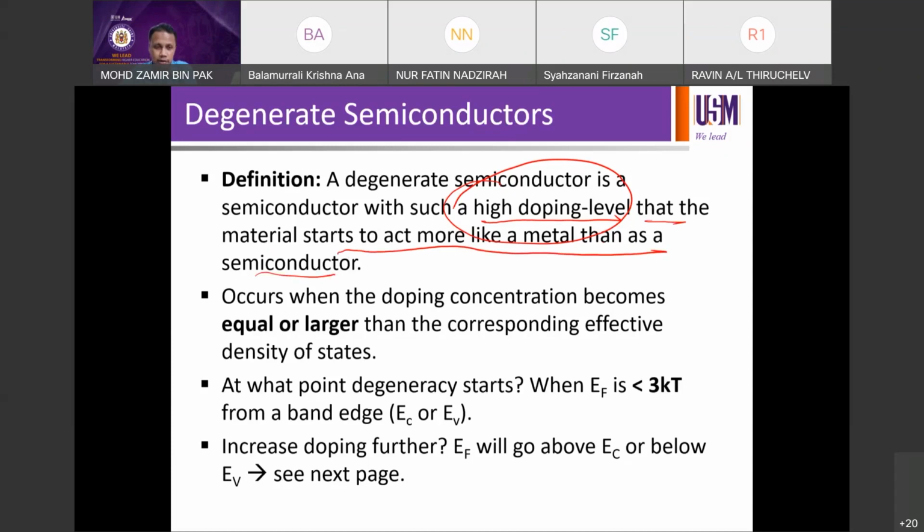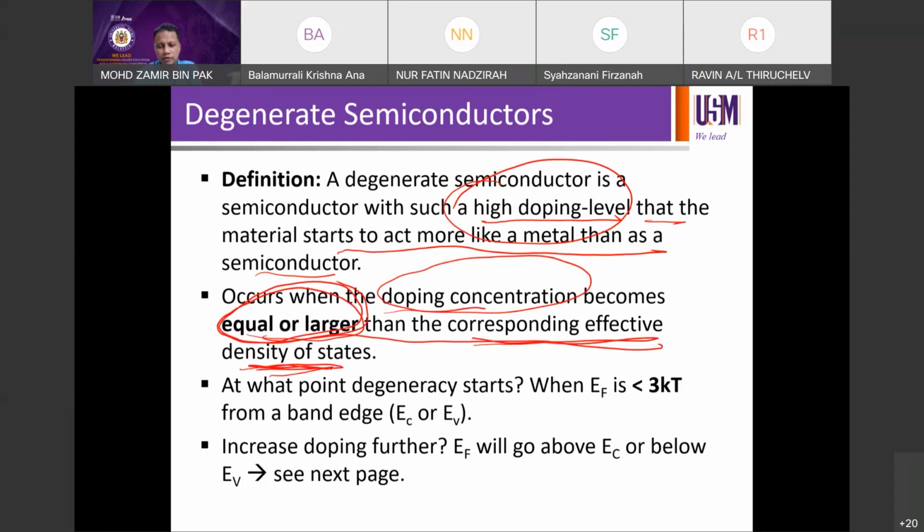doping level in semiconductor. So it occurs when the doping concentration becomes equal to or larger than the corresponding effective density of states. So you're going to get a degenerate semiconductor when your doping level or doping concentration, same thing, has a level equal to or larger than the corresponding effective density of states.